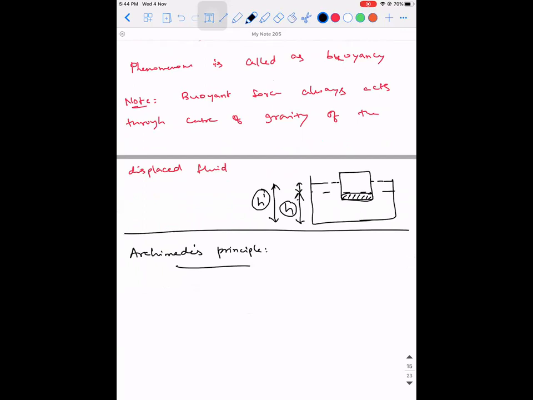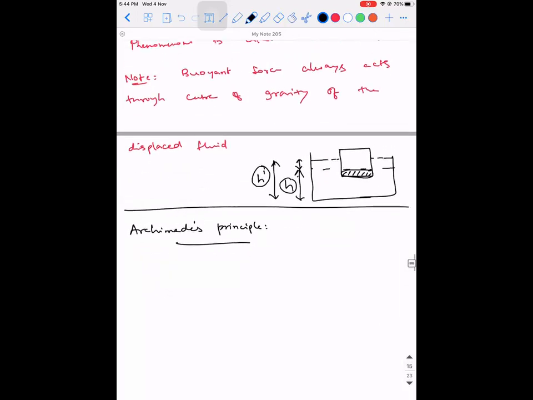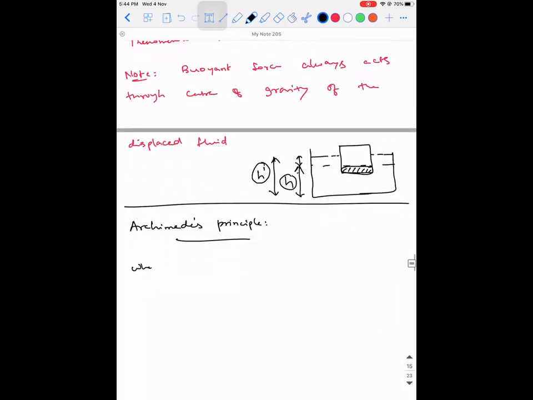So I'll give you two statements. One is like how you stated. When will this principle come into existence? When an object, and when I say object, it's a solid object, is partially or completely immersed in a liquid, what will happen?